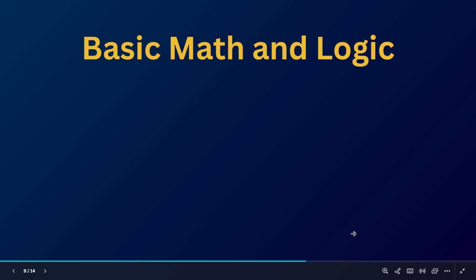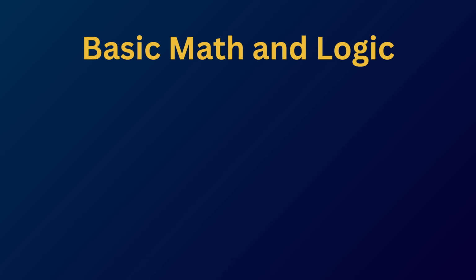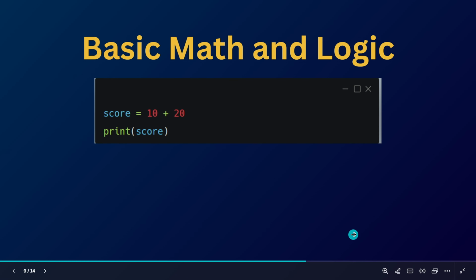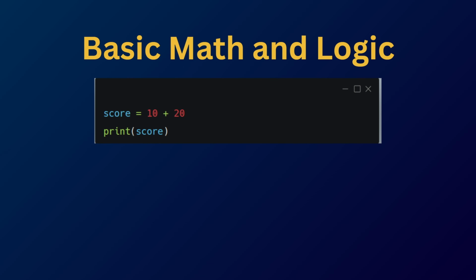Let's jump to the next topic: basic maths and logic. Python is also very good at calculations. Let's try some here. We have score equal to 10 plus 20. Then we use the print command in Python to print the score, and it prints 30.